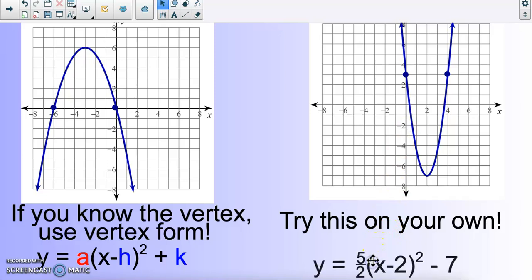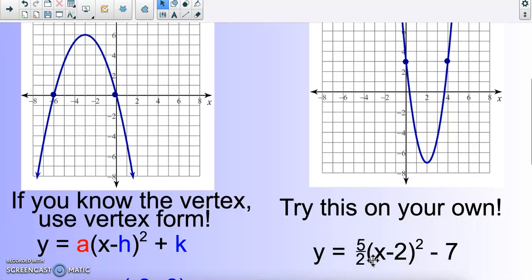Hey, welcome back. I hope that you found this answer right here. Y equals 5/2 times the quantity x minus 2 squared minus 7. If you didn't get that answer, please try it again. Check with your math friend and see if you both can come up with this, but this is the answer you should have.